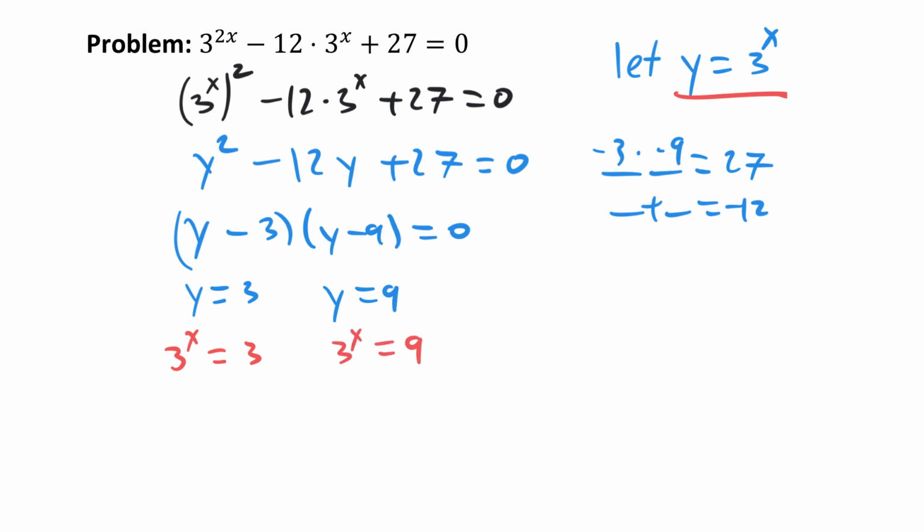In other words, we're now back in our exponent land. We can drop the base. This means x equals 1. Obviously, 3 to the x equals 3. I mean, you can kind of just guess and check, right? x has to equal 1.